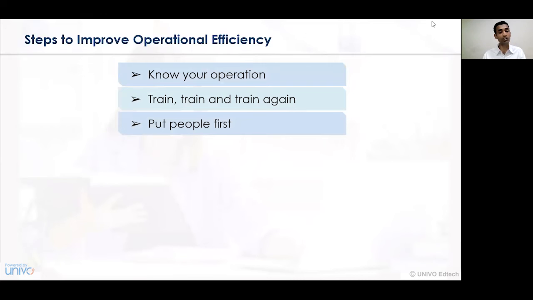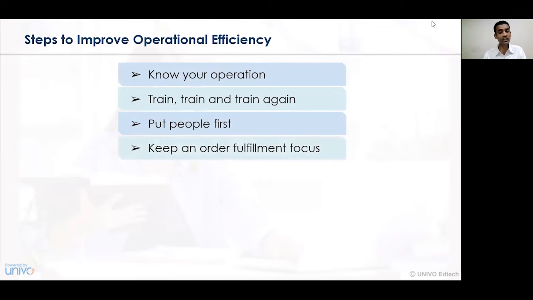Putting the people first. We should always put the people first in the first place, whether the people are the employees, the stakeholders, or the customers. Everyone should be given the first priority. Apart from the product, the quality, the technology, or the operational activities, the first priority should be given to the people.